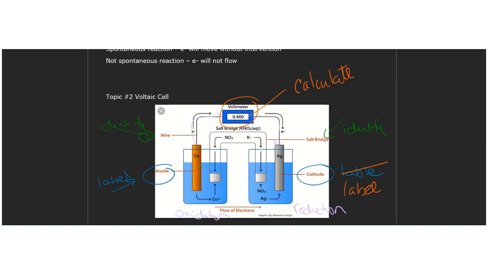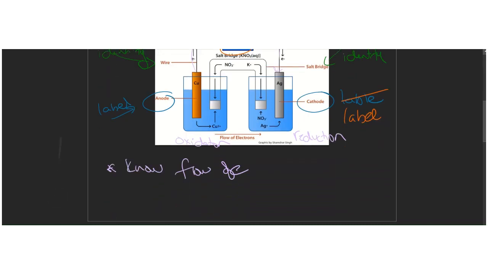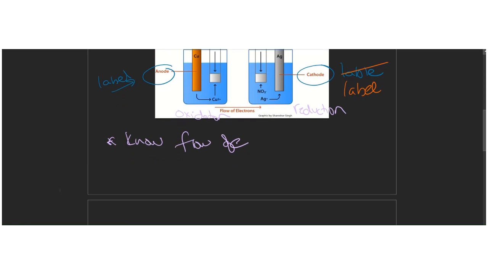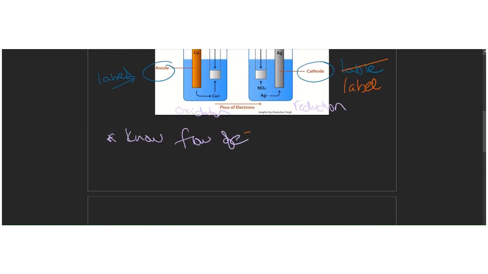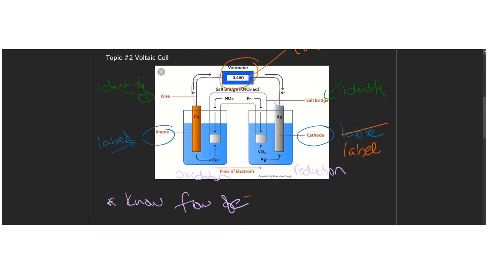No, there's no labeling. Maybe next year. No, the flow of electrons, that's what that's supposed to say. I said it, this is my third time now. Out of the anode into the cathode, or oxidation to reduction, is the flow of electrons. Okay?